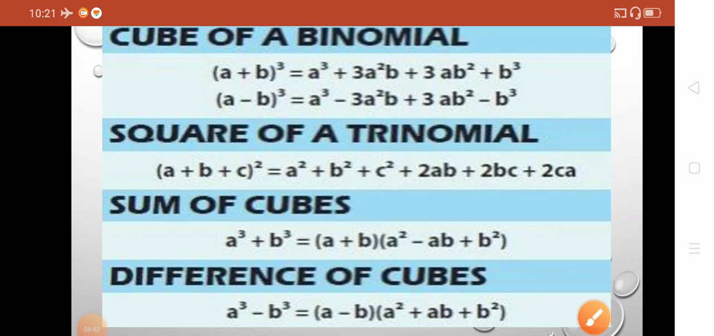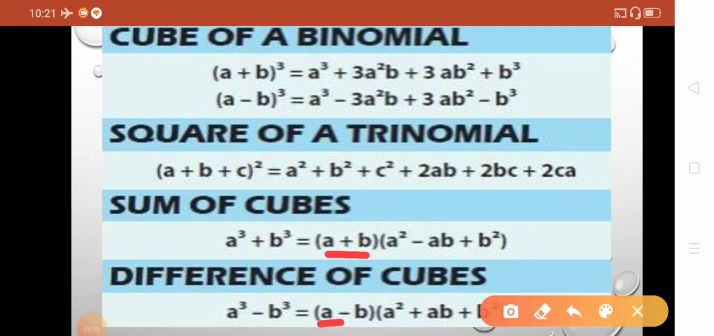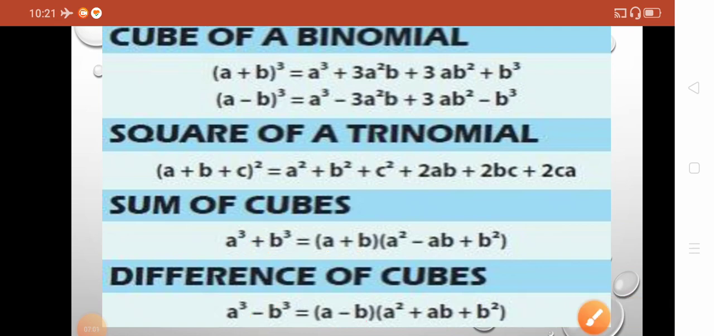Now difference of cubes is a cube minus b cube, equal to (a minus b) times (a square plus ab plus b square). Only the difference is there: here a plus b, here a minus b, here minus ab, here plus ab. So whenever the sign changes, the formula simply has its signs changed. You have to learn all these identities so that you can easily use them.